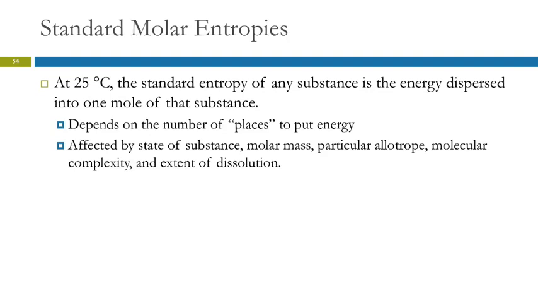So thinking about room temperature, because 0 Kelvin's really hard to think about. Standard entropy of any substance is the amount of energy dispersed in 1 mole of that substance. And that's going to depend on the number of places that energy can be put, right? So the entropy of a substance is going to be affected by its physical state, its molar mass, the particular allotrope of the element you're looking at, molecular complexity, and extent of dissolution. So we'll look at all of those, of course.